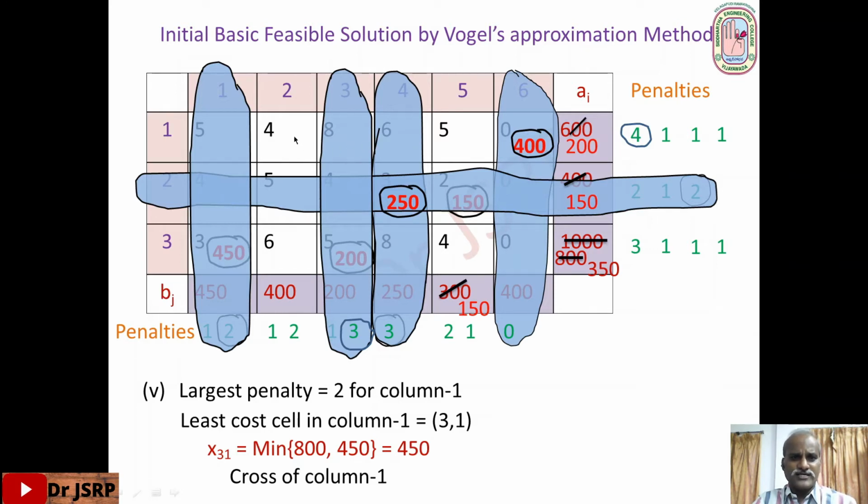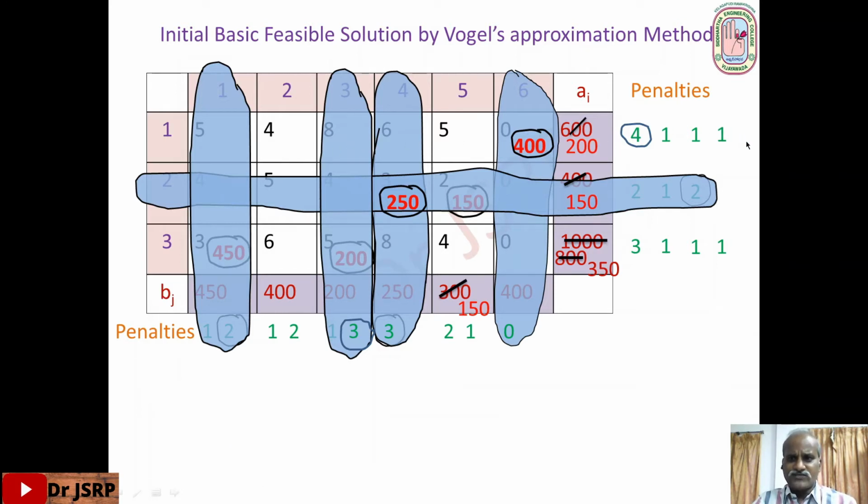So here also we have two cells. So first row penalty is 1. Second row penalty 4 6. Penalty is 2. So these are row penalties in the reduced transportation table. These are column penalties.